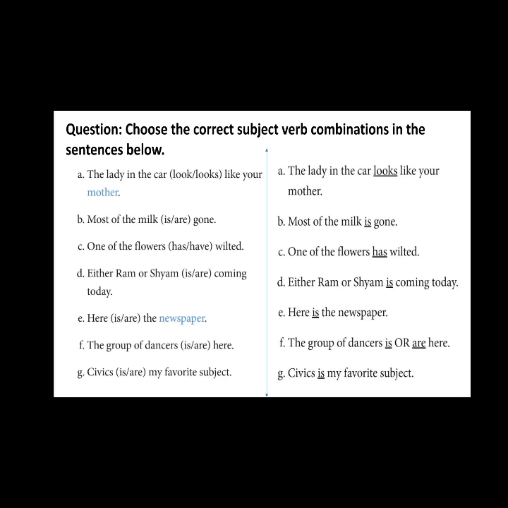Then "The group of dancers." Here we are talking about a group, so it can be both "is" or "are," because I told you that when you are talking about a group, sometimes we use both. And "Civics is my favorite subject."